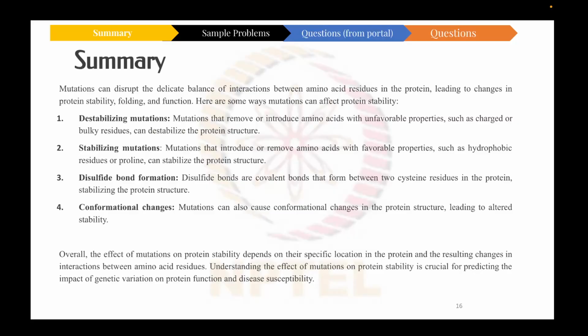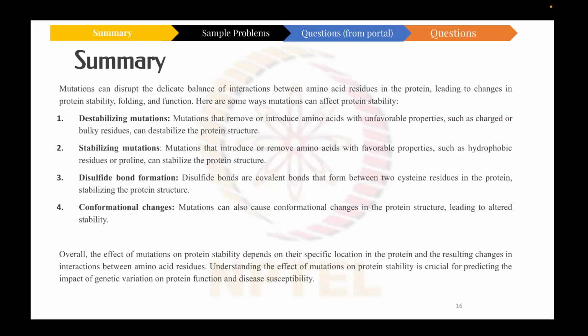Disulfide bonds are covalent bonds that form between two cysteine residues in the protein, stabilizing the protein structure. Mutations that introduce or remove cysteine residues can affect the disulfide bond formation and stability of a protein. For example, the substitution of cysteine with serine in insulin prevents the disulfide bond formation and leads to decreased protein stability and activity.